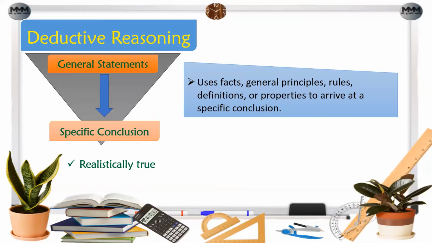Now, you can think of deductive reasoning as an inverted triangle. As you can see here in the figure, it goes from a wider surface down to a smaller surface. So it's just like deductive reasoning, wherein you start from general to specific.